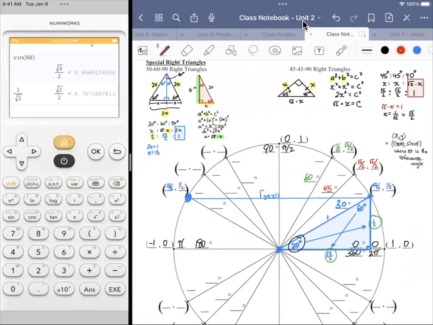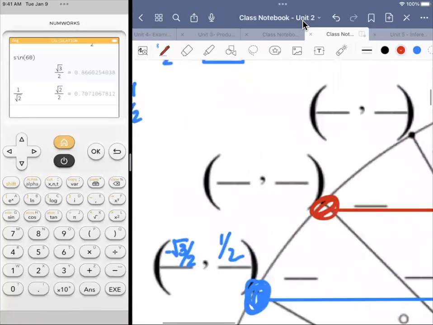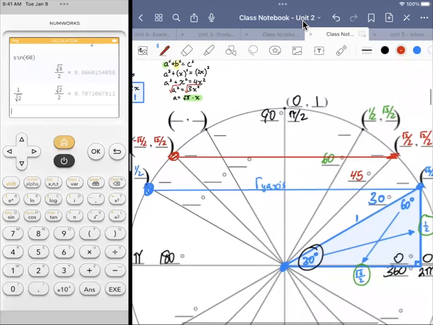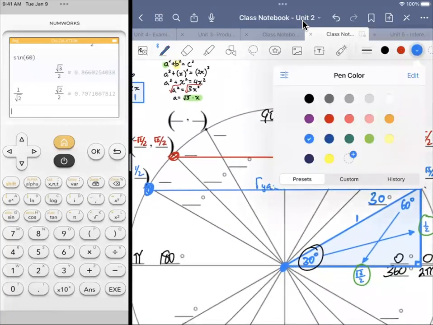Same idea for the second coordinate. Flip it over the y-axis. You get this coordinate over here. We negate the x value and leave the y value alone. And we would do the same thing with the green one.